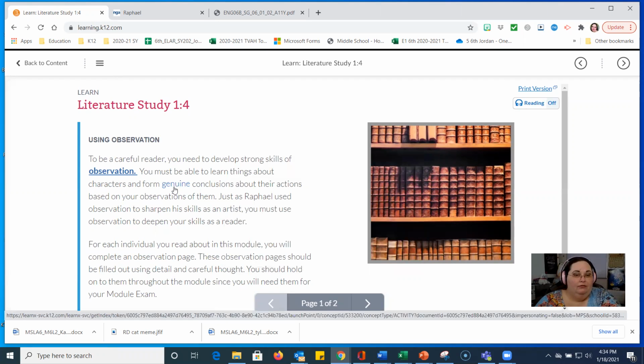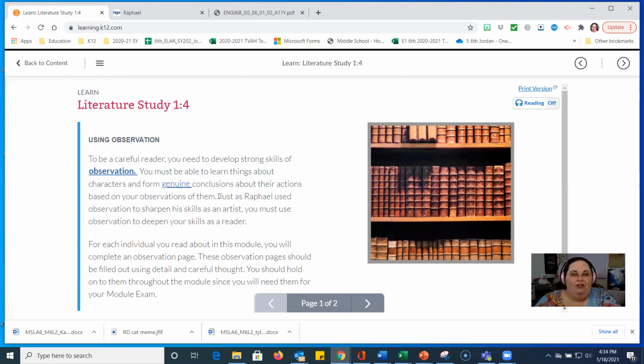True, correct, right, possibly? Just as Raphael used observations to sharpen his skills as an artist, you must use observations to deepen your skills as a reader. For each individual you read about in this module, you will complete an observation page. These observation pages should be filled out using detailed and careful thought. You should hold on to them throughout the module since you will need them for your module exam.